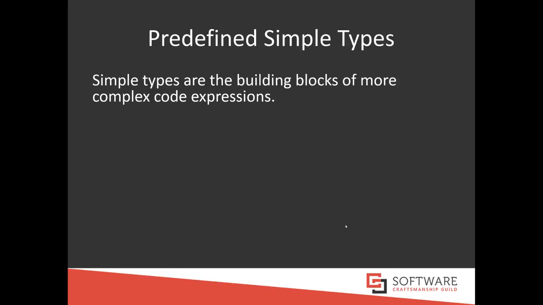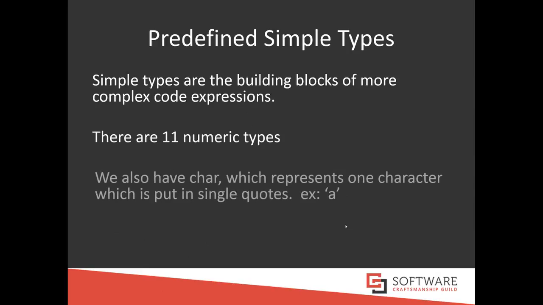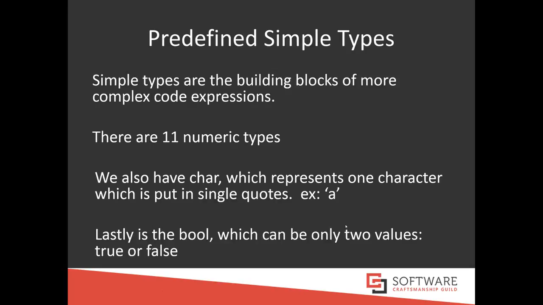There are several predefined simple types that .NET gives us out of the box. These simple types are the building blocks of more complex code expressions. There's 11 numeric types. We also have a type called char, which represents one character. Chars are always put into single quotes. So for example, single quote, the letter A, single quote. That is one character. Last is the bool. A bool can only be two values, true or false. Booleans are usually used to make decisions. If something is true, do this. If something is false, do that.